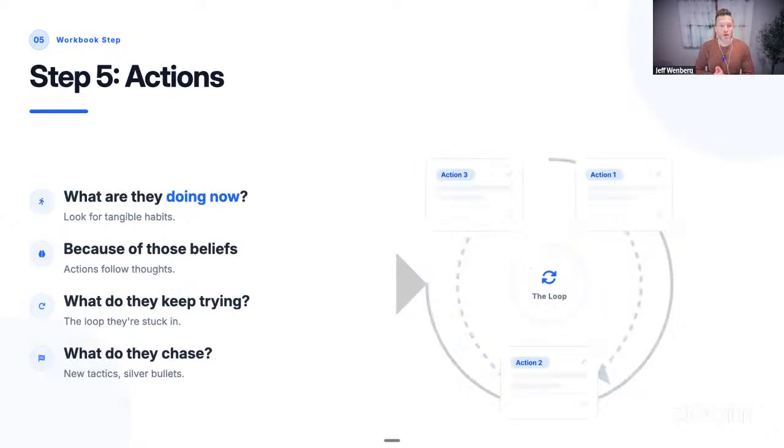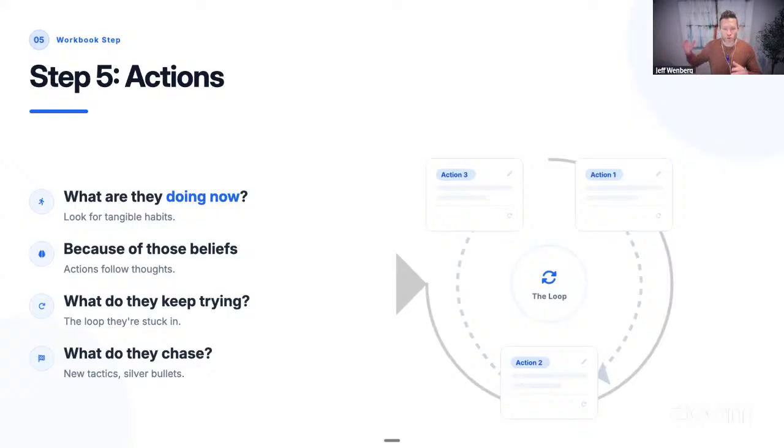So now we need to know what actions are they taking because of the beliefs that they have? What are they currently doing to try and solve for the problem that they're running into? That's what we really need to understand: they are doing certain things because they think that's going to get them to their end goal. Whether it will or it won't, it doesn't even matter.